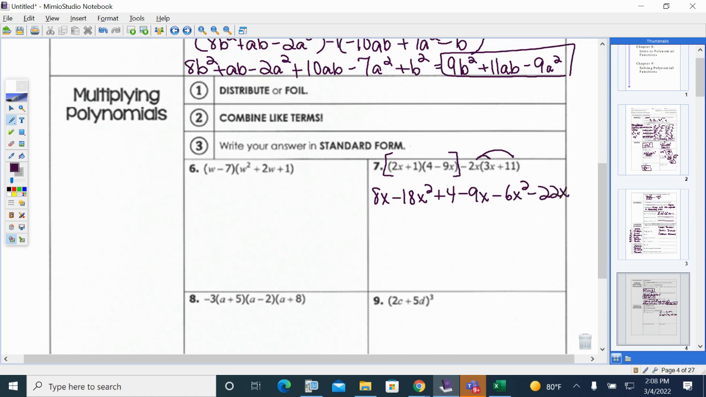And then lastly, I'm going to combine those like terms, starting with the largest exponent. Negative 18x squared minus 6x squared is negative 24x squared. And then for my x's, there are 3 of them. So 8 minus 9 minus 22x gives me a negative 23x. And then your constant is last, and I get the plus 4 for that answer.